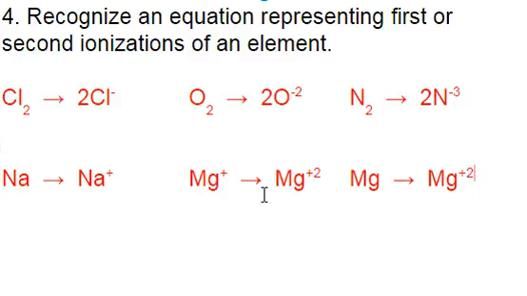But when we're talking about ionizations, it's just like peeling the hydrogen off an acid. You go from H2SO4 to HSO4 minus, and then you take the second one off, it becomes SO4 2 minus. So Na to Na plus is the first ionization. Mg plus to Mg2 plus is the second ionization.